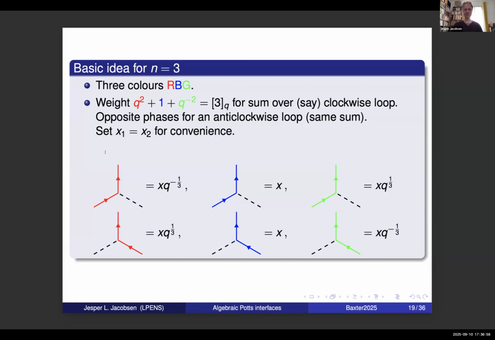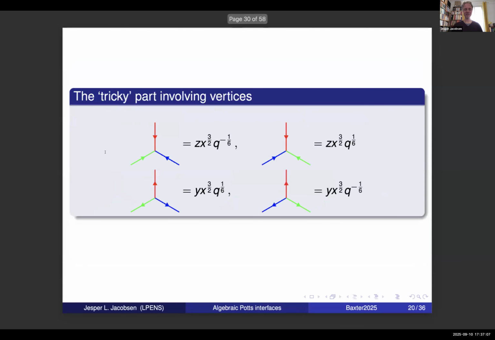And this leaves the question, what happens now when the three colors meet? What weight should be given, and can this make everything work? So it turns out that the correct weights are the following. Up to the local weights, which are easy, I need to give a weight q to the plus minus 1/6, depending on whether red, blue, and green follow each other cyclically or anti-cyclically, and depending also on whether I have 3 ingoing or 3 outgoing vertices.